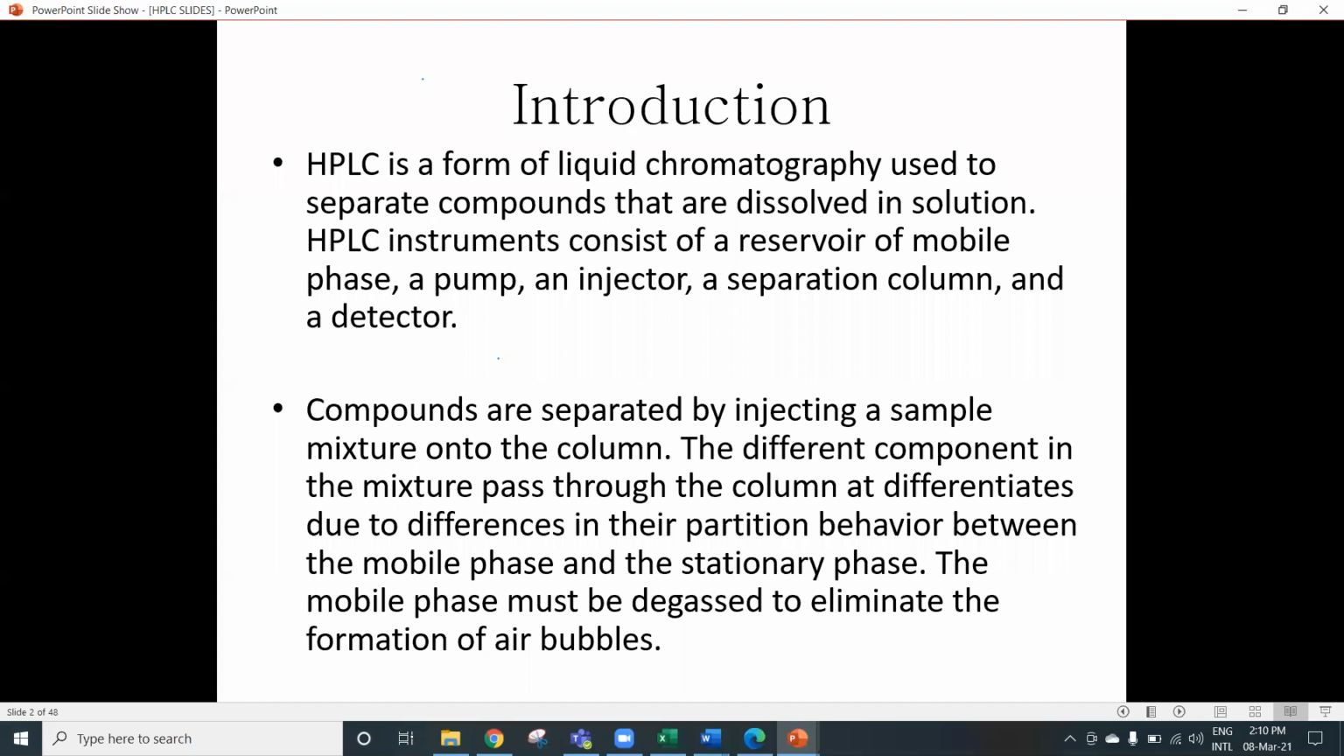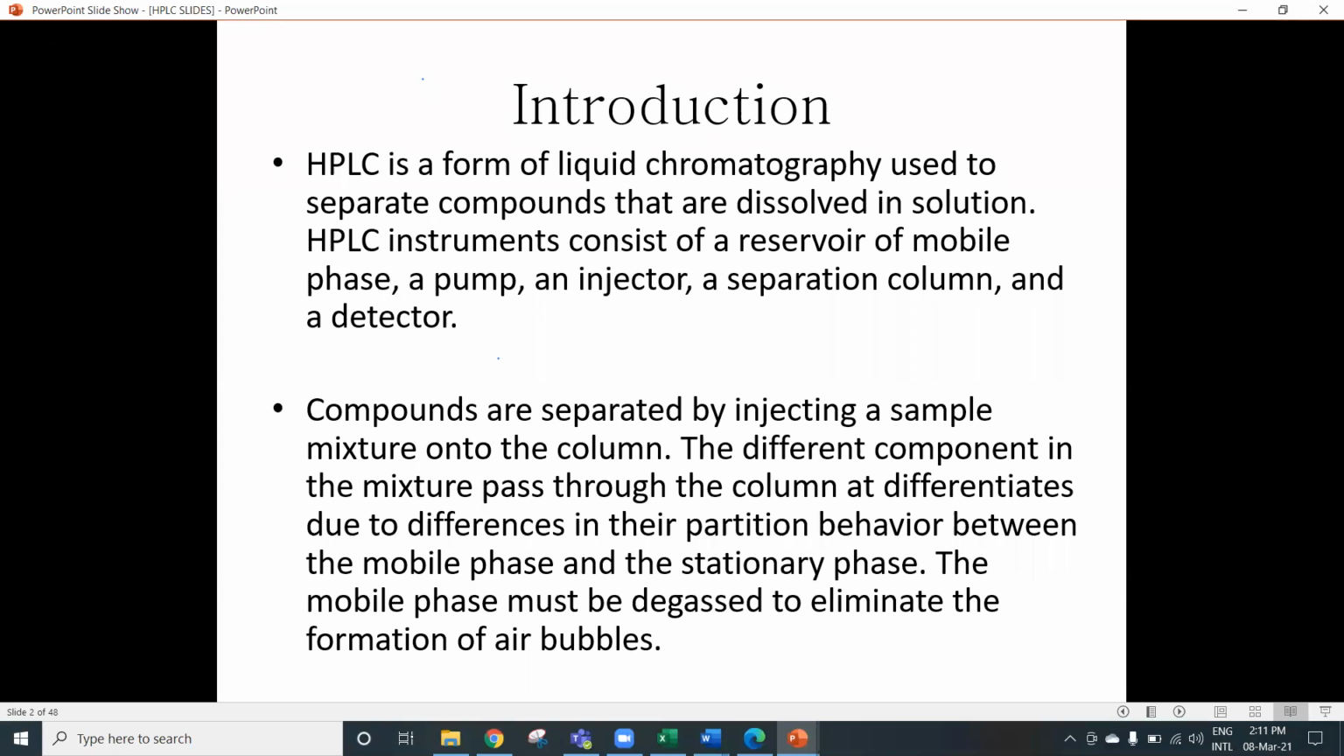So HPLC is a form of liquid chromatography that is used to separate compounds that are dissolved in solution. And the instrumentation of HPLC consists of a reservoir that is made of your mobile phase. There is a pump, an injector, a separation column, and a detector. So while this occurs, the compounds are separated by injecting a sample onto the column.